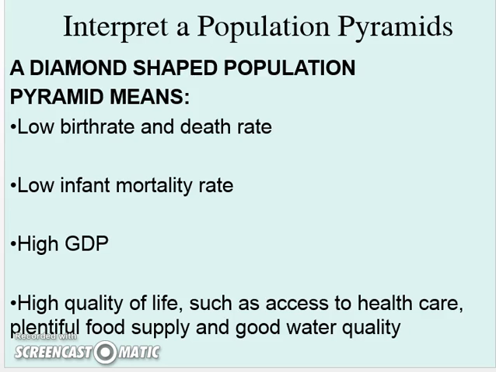When you're looking at a diamond-shaped population pyramid like the one that we just saw, that means that the country has a low birth rate and also a low death rate. That is going to mean that they also have a low infant mortality rate, which usually means they have a high GDP. They're producing a lot of things in this country, so they're pretty wealthy. There's going to be a higher quality of life. They will have access to healthcare, plenty of food to eat, and good quality water to drink.